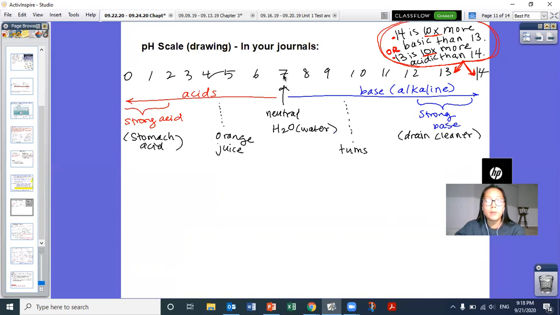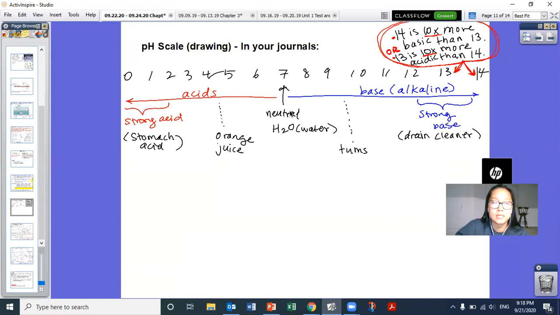So if you're comparing a 7 to a 10, right? That's 10, 100, 1,000. So a 10 is 1,000 times more basic than a 7 is. It's not just three more basic. It's not 10 minus 7, okay? So again, 7 is neutral.